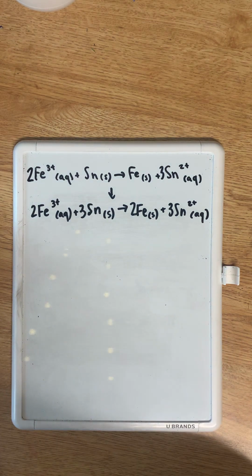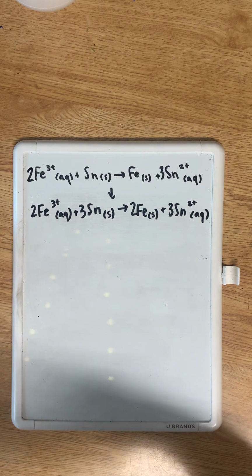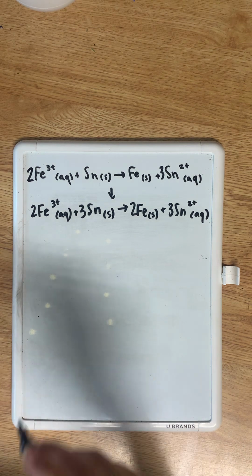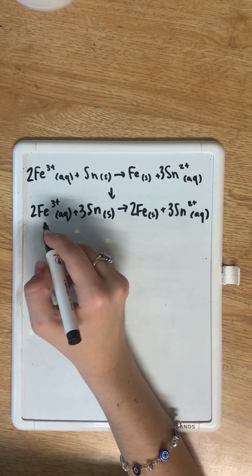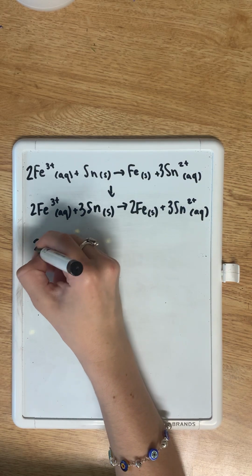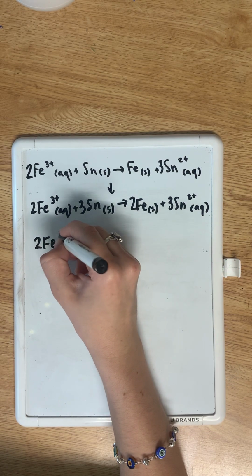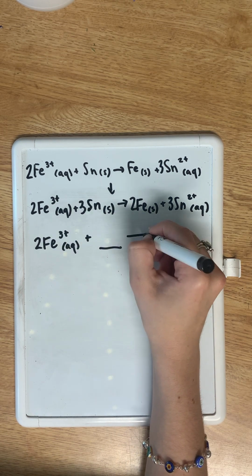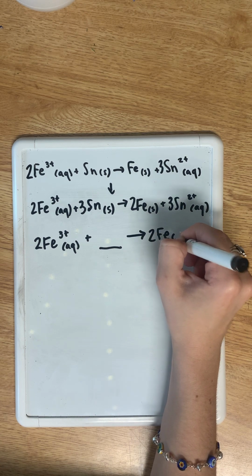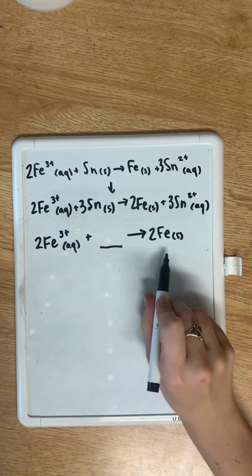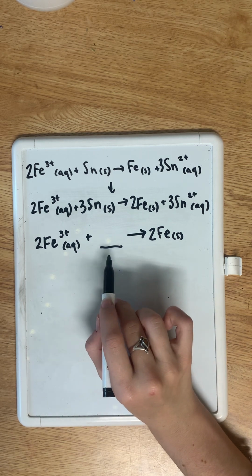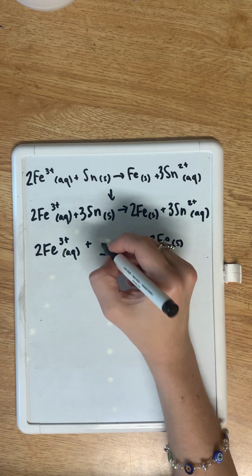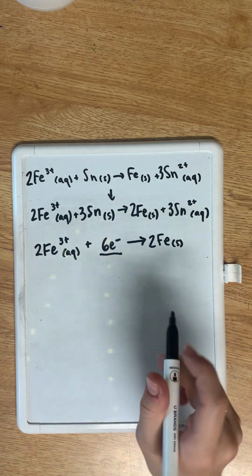Okay, the next part of the problem is to write out the half reactions and indicate whether they occur at the cathode or the anode. So the first half reaction, we want to look at the iron. So we just take out all the terms with iron in them. I left a blank because we get to neutral, so we're definitely going to be adding electrons here. We start out with a +6 charge and we want to end up with a neutral charge. So we want to add 6 electrons. So that's one half reaction.